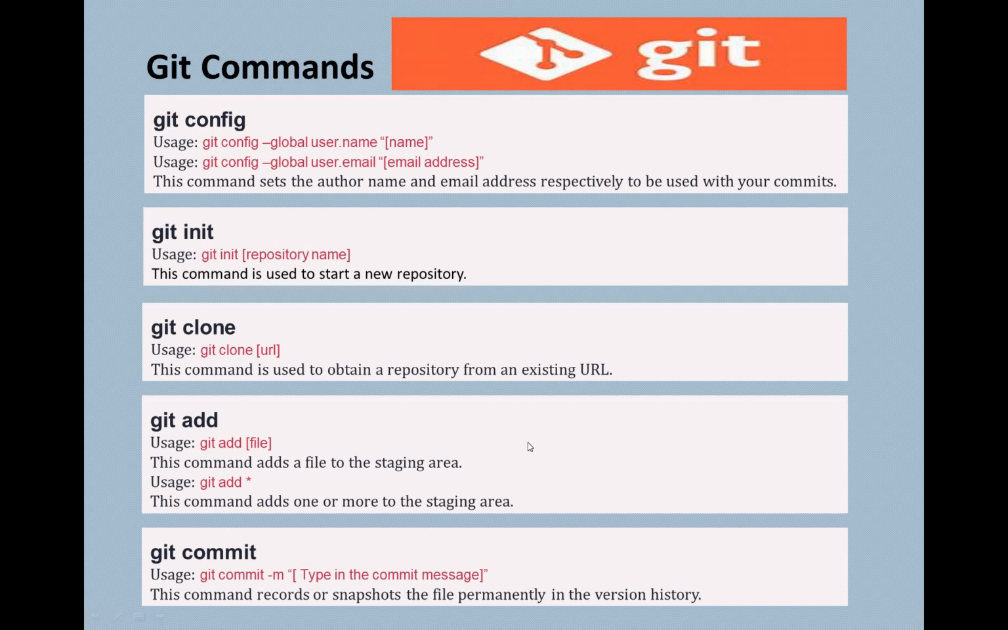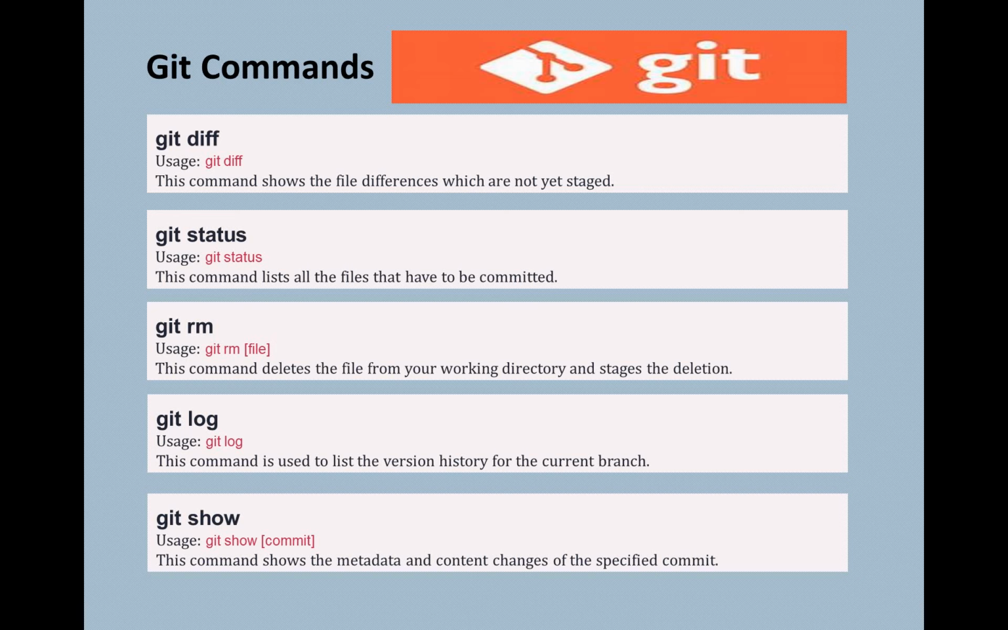Next one is git add. Usage is git add and then you mention the file name that you are going to add. This command adds a file to the staging area. The next usage of this command is git add star. When you mention star, this command adds one or more files to your staging area. Okay. And then the next command is git commit. Usage is git commit -m and type your commit message. This command records, snapshots the file permanently to your version history with your commit message, which you can mention.